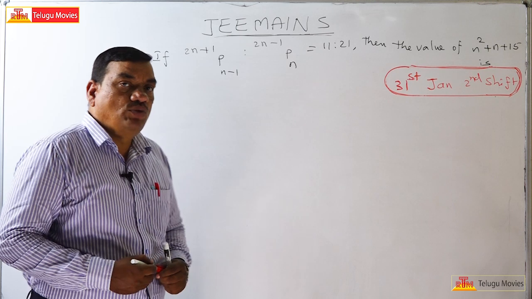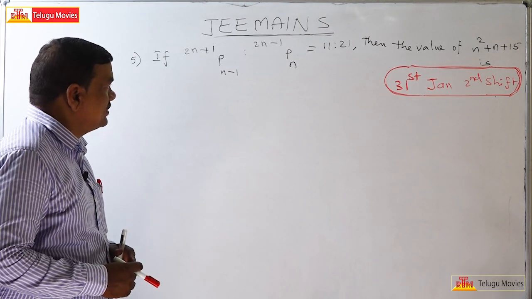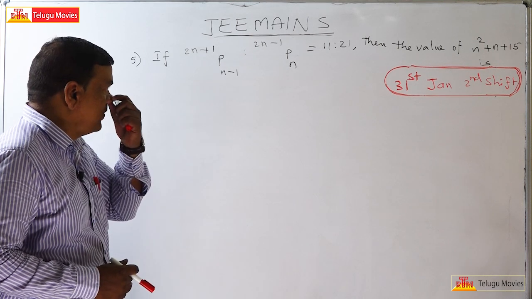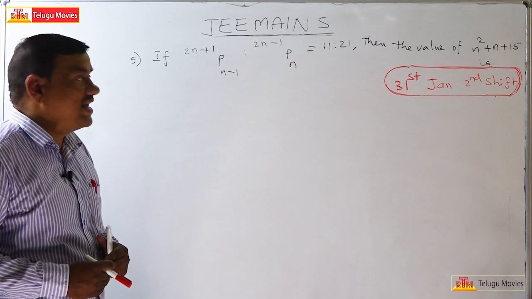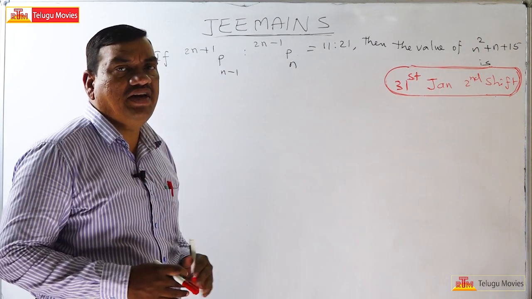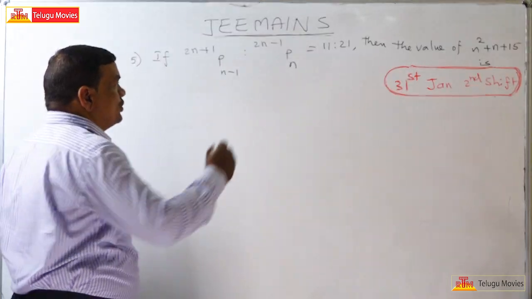Hi students, welcome to this problem. Here, if 2n plus 1 Pn minus 1 is to 2n minus 1 Pn is equal to 11 is to 21, then find the value of n square plus n plus 15. On the whole, we have to find the n value. Very easy one, it is also a board level problem. This is ratios and proportions.